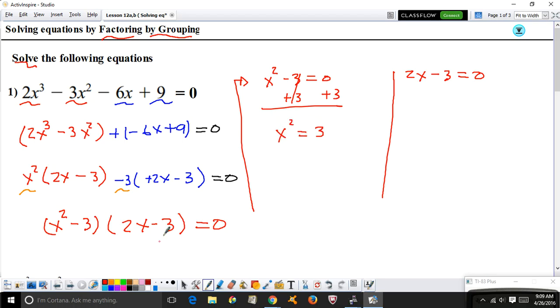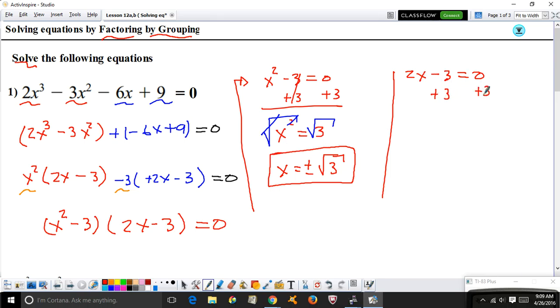How do we solve this? You've got to take the square root. Not a perfect square, but it's fine. So our answer is plus or minus square root of 3. Okay, so now let's do the same here. Plus 3, plus 3. So now I have 2x equals 3, divided by 2. So I see that x equals 3 halves.